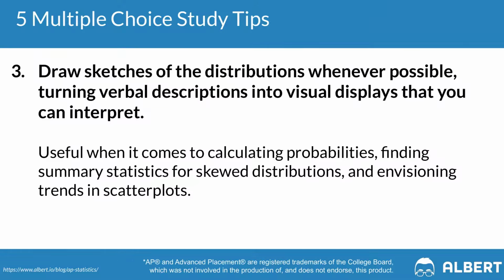Our third tip for you is to draw sketches of distributions as much as possible. If you can take a verbal description and turn it into a visual one, then it'll be easier for you to understand. This can be really helpful when you're trying to calculate probabilities with Venn diagrams or normal distributions. It can also be helpful for finding summary statistics for skewed distributions or also envisioning trends in scatter plots.